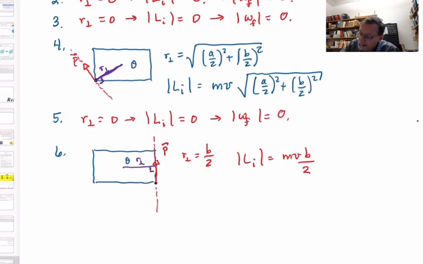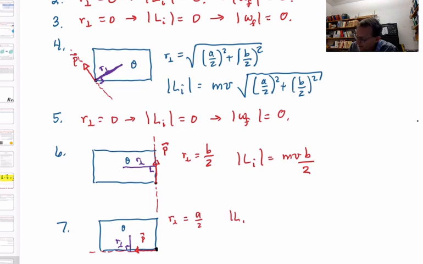And then one more, 7. I'll draw one more picture. There's O. The bubble gum is going to hit right there, and just as it does, its momentum vector is that way. So there's the line of action. Now comes the moment arm. The perpendicular distance from O to that line of action is right there. What is that in this case? It's half the width, A over 2. So L initial is mvA over 2.